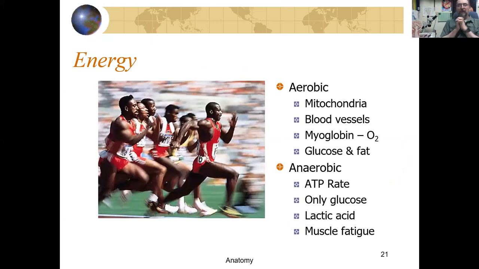The energy sources for muscles can be either aerobic or anaerobic. Aerobic muscles tend to be reddish because they have blood vessels and they store oxygen with myoglobin. They can use glucose or fat as an energy source. These guys here are anaerobic. They're sprinters. Sprint muscle is anaerobic, so it's really rapid energy use, but it can only use glucose. It's going to produce lactic acid because it only partially digests the glucose, and that will lead to muscle fatigue. So different types of muscle do different things.